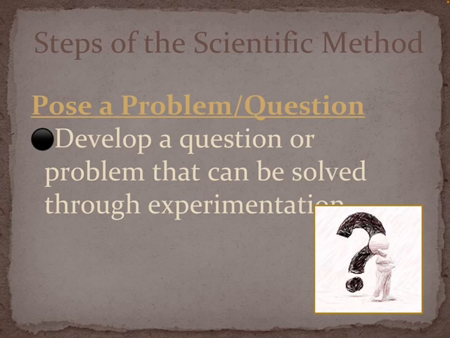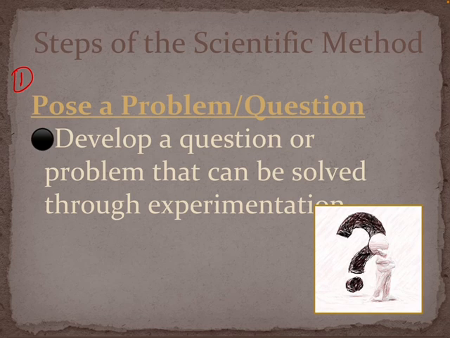So the first thing that you're going to want to do when designing an experiment is pose a problem or a question. You want to develop a question or problem that can be solved through experimentation. So you have to first think of a problem or a question. What is something that you want to research? What is something that you are interested in learning more about? Something that can be solved through experimentation.